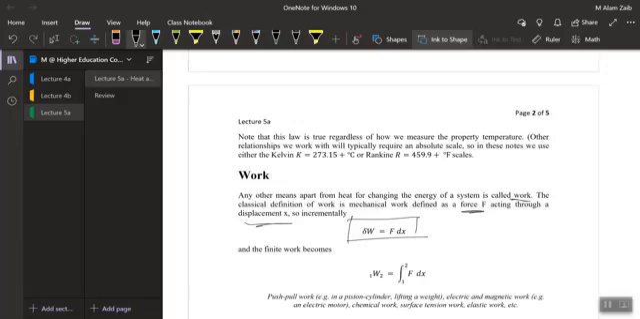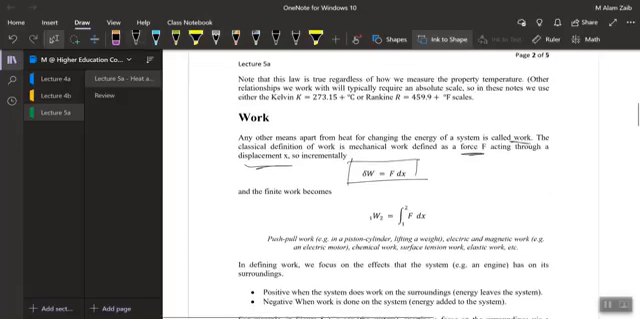For a finite work, which would mean from state 1 to state 2, the work done from 1 to 2 would be equal to force into displacement from state 1 to state 2. Yes, we can say this is actually a mechanical work, and displacement x would be a mechanical displacement. But in simple words, the force can be any force and displacement can be any displacement.